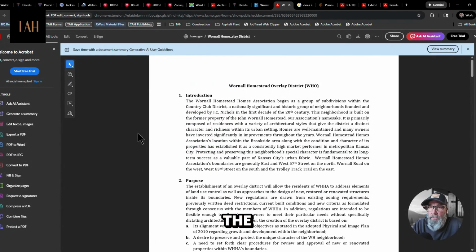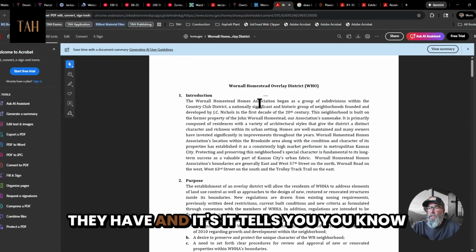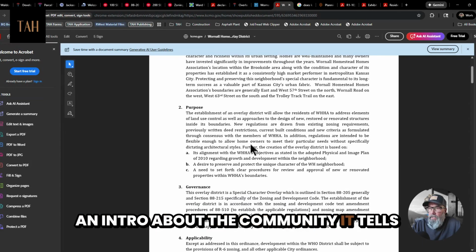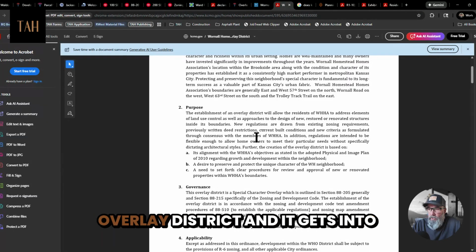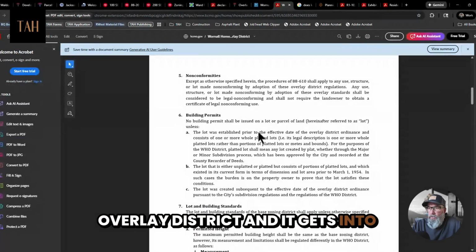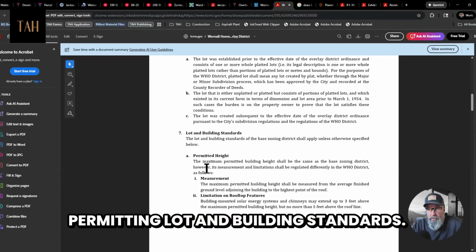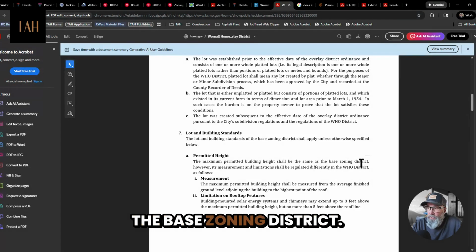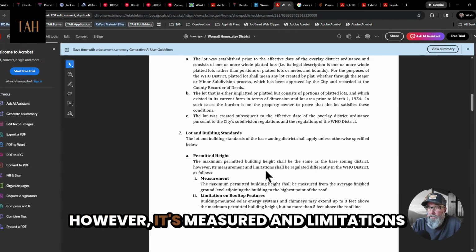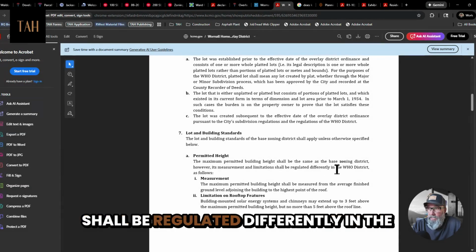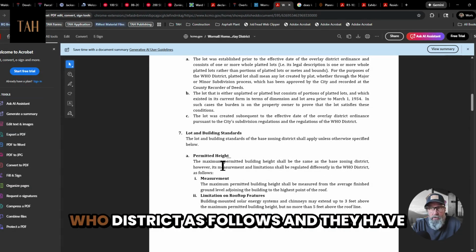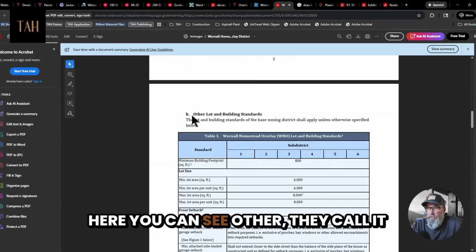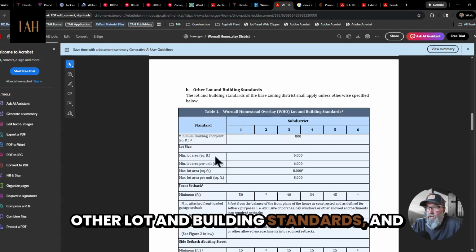And here is the document that they have. It gives an intro about the community and tells you the purpose of why they're doing this overlay district. It gets into permitting, lot and building standards. They have specific heights. Here it says it shall be the same as the base zoning district. However, it's measured and limitations shall be regulated differently in the UHO district as follows. And they have all their rules and regulations. Here you can see they call it other lot and building standards. And here we go.